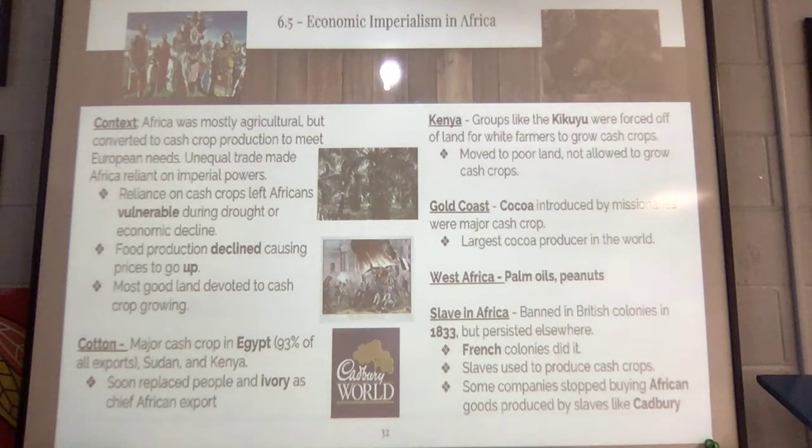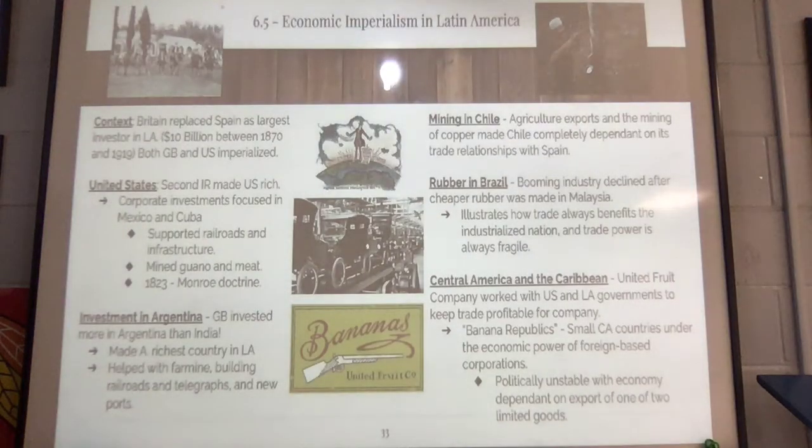So there you have it, this is basically Africa, and I'll stop right here so you can take notes for your Unit 6 packet. And now we're going to move on to Latin America.